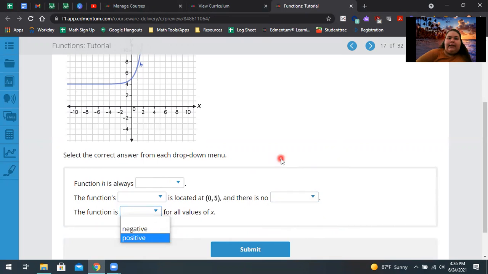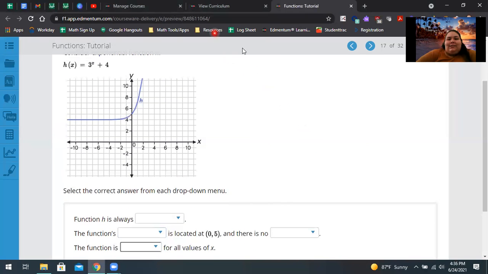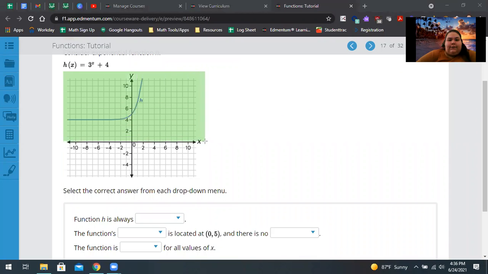Is it positive or negative? So remember, the x-axis you're going to use as your borderline. When it's up here it is positive, and when it's down below, it is negative. So the function is positive or negative. Go ahead and determine that.